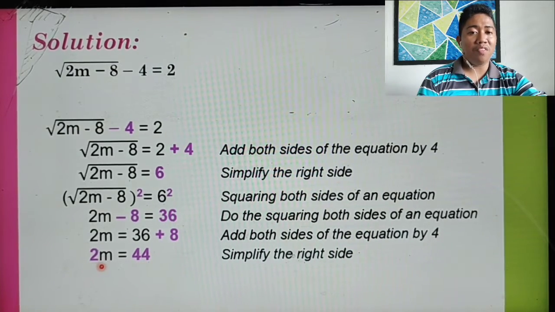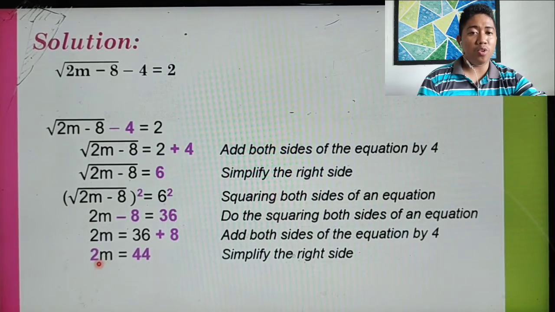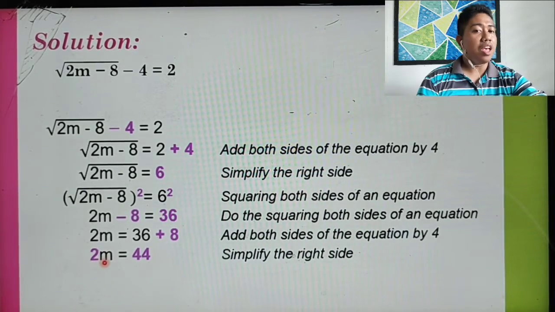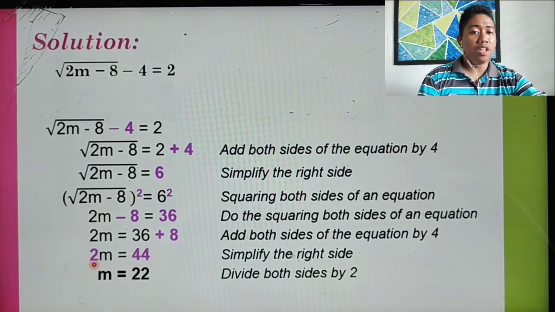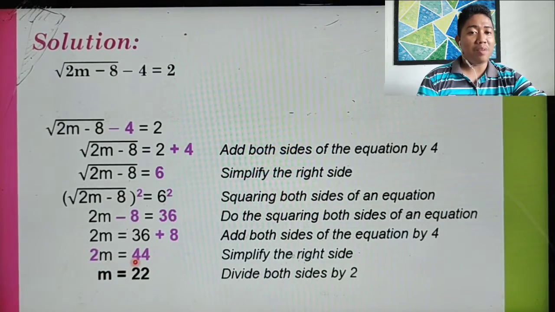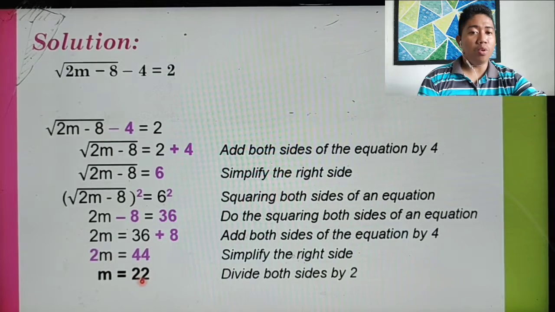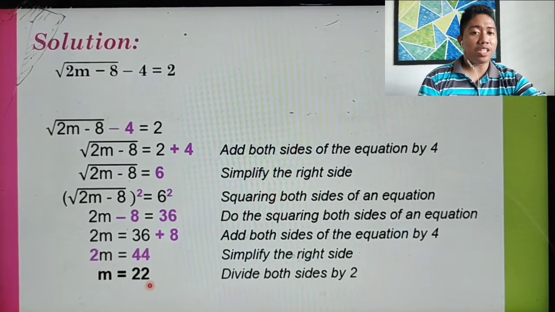And to solve for the value of m, since 2 is the numerical coefficient of m, we have to divide both sides of the equation by 2. So dividing by 2 cancels out the 2, and it remains m. 44 divided by 2 is equal to 22. So that is the value of m, which is equal to 22.